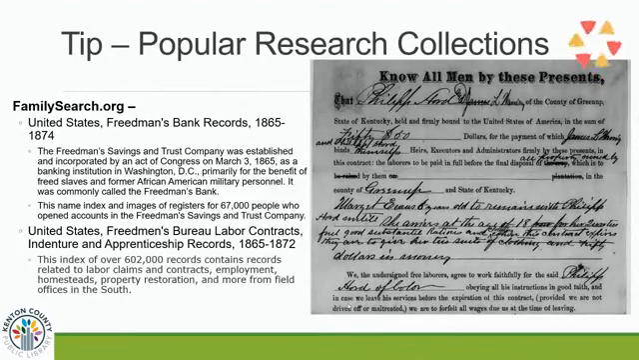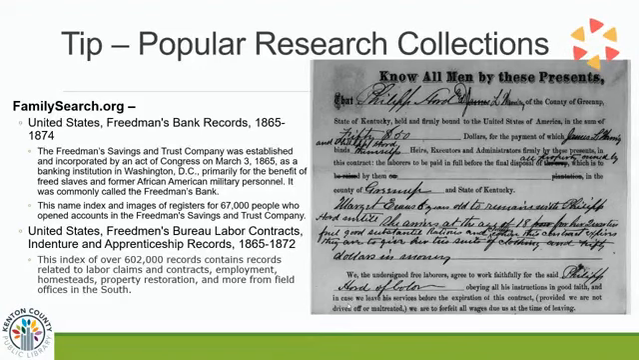Okay, another popular research collection. This one's found on FamilySearch, and that is the Freedmen's Bank Records and the Freedmen's Bureau Records. This is a collection that was established in 1865 after the Civil War. This collection is invaluable in that it's starting to document a lot of African Americans who are no longer enslaved.